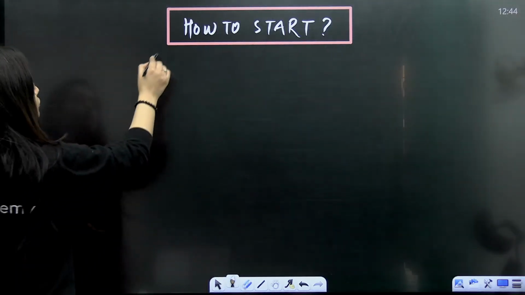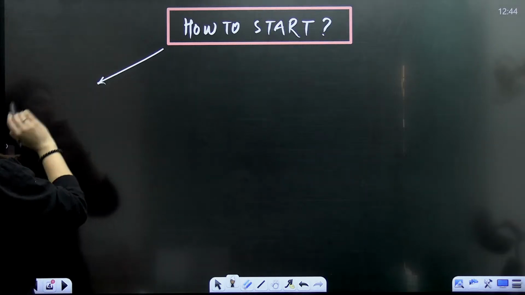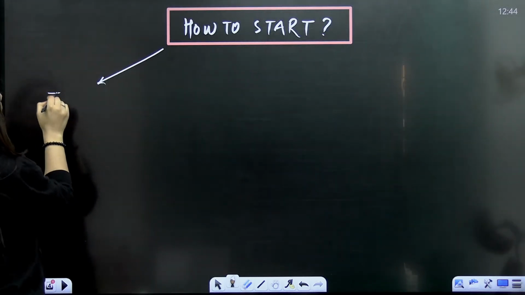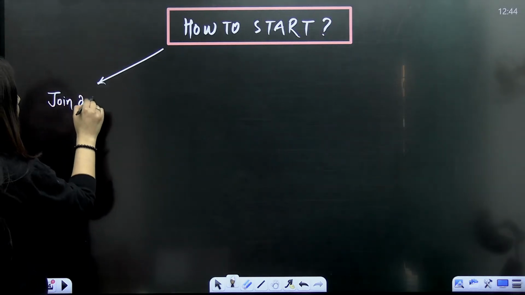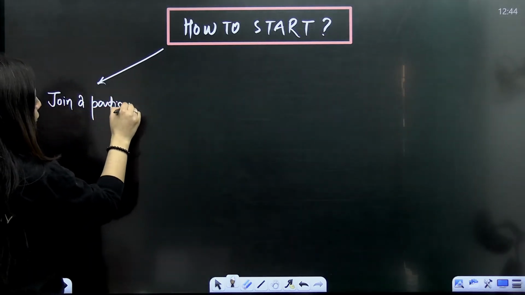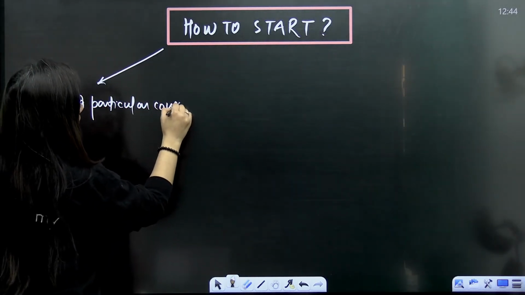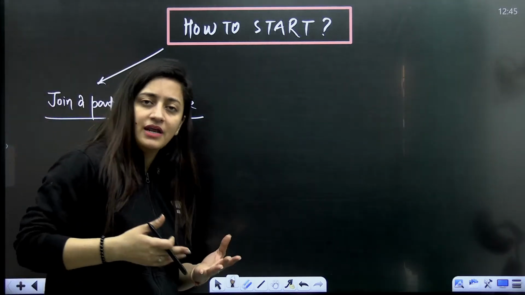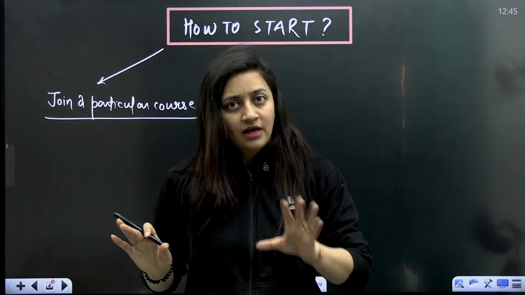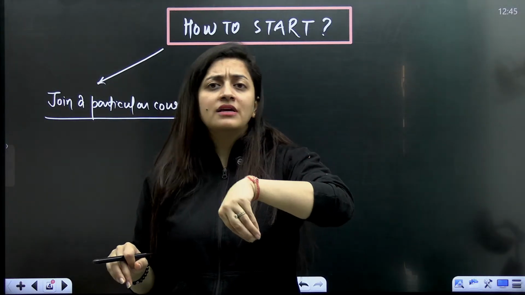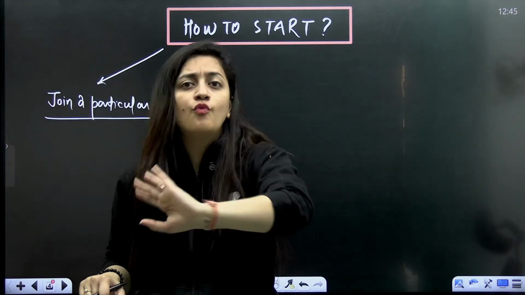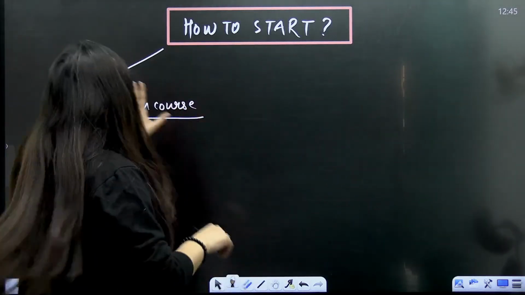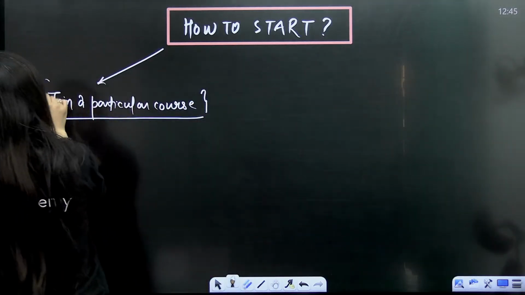So when it comes to how to start, the very first thing you need to understand is you have to enroll yourself. You have to join a particular course. Irrespective of it, I'm teaching on the Unacademy platform, and you can get my batches from there. But even if you are thinking, "No ma'am, I don't want online batches, I want to go offline," it's totally up to you. But yes, you have to join a particular course first.